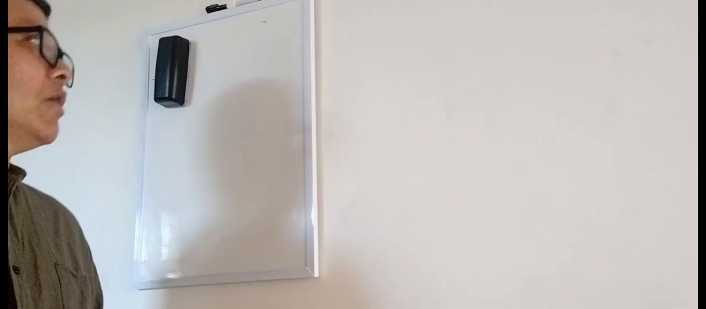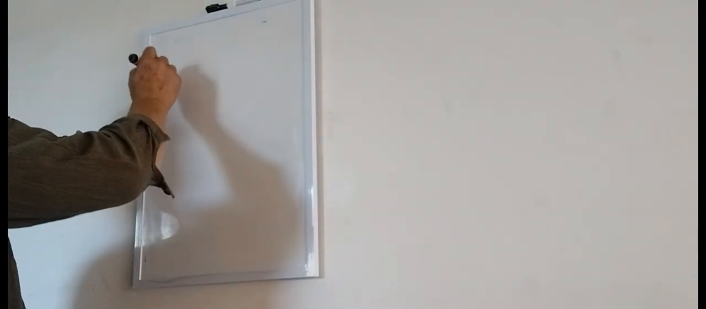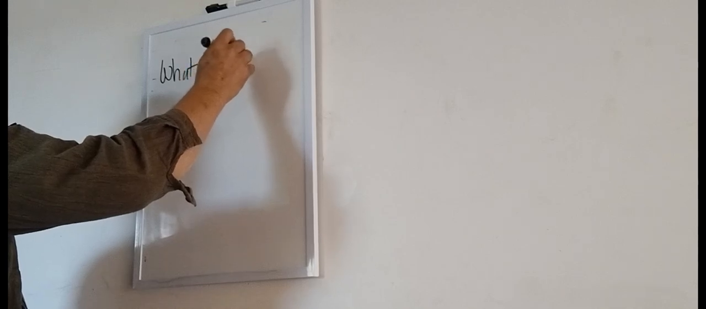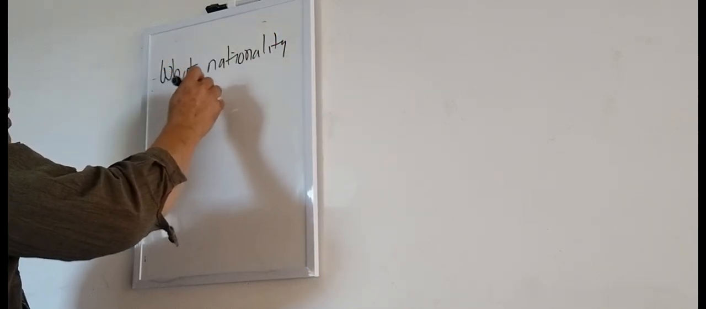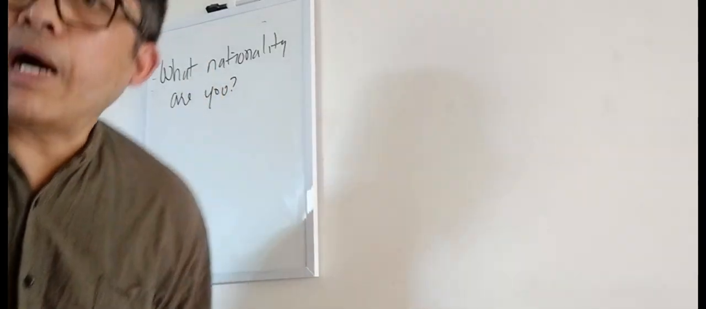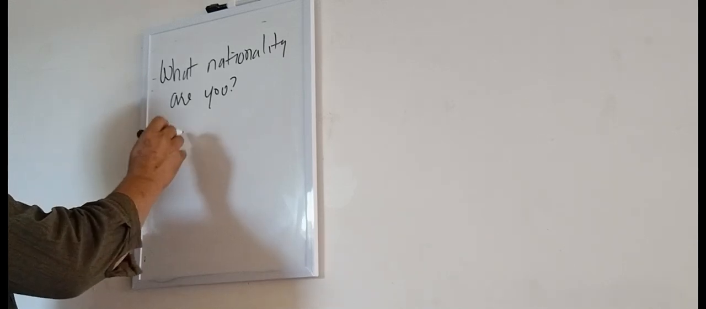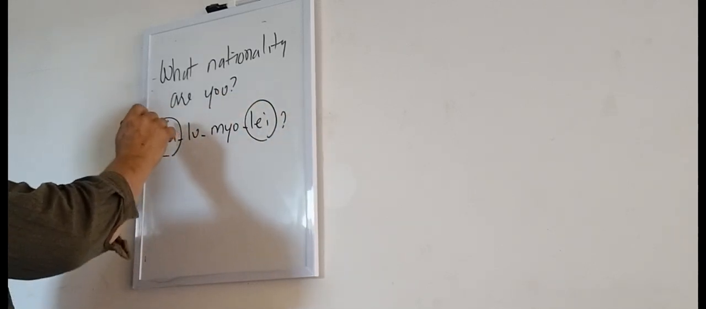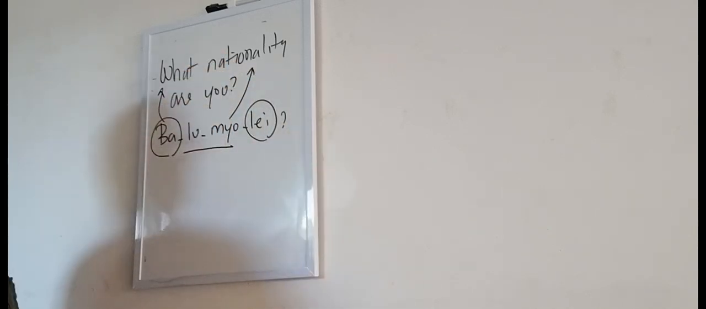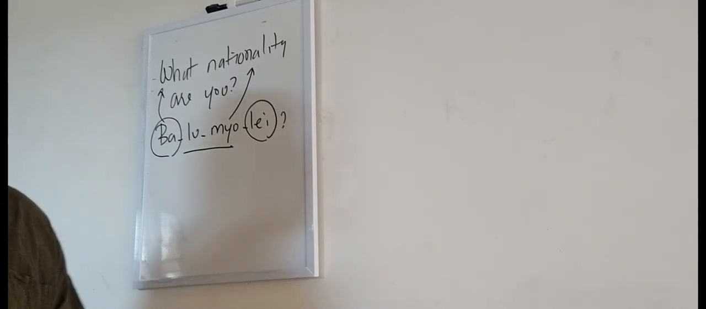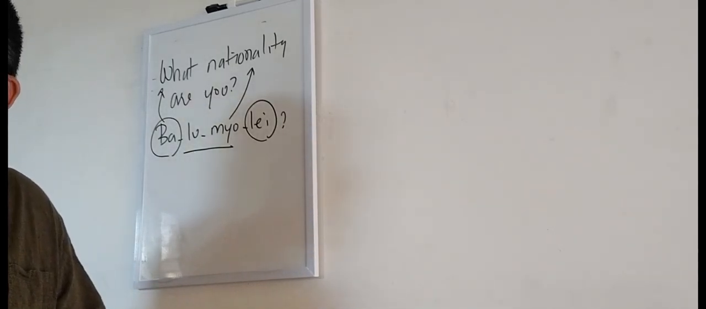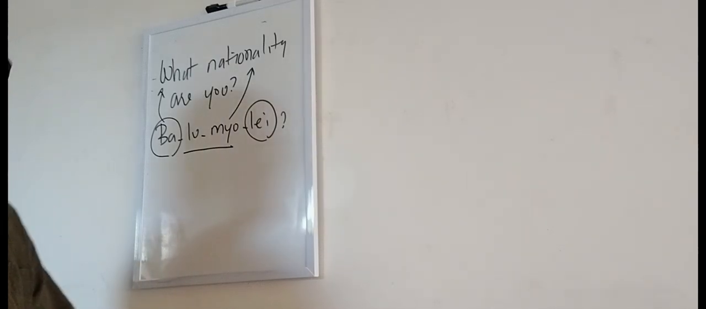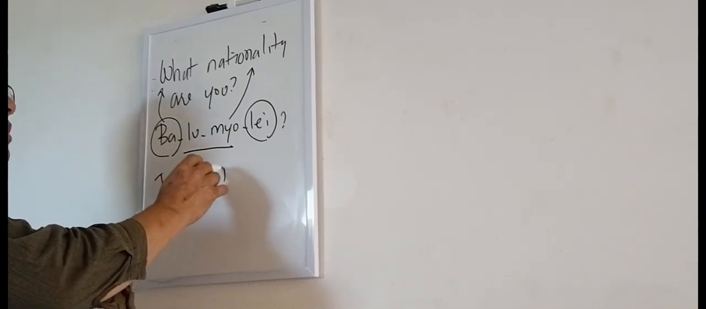So now we're going to cover some vocabulary and then sentences. Okay, 6 sentences. The first one is you're going to ask what nationality are you. When you meet someone you want to know what nationality they are. So in Burmese we say ba lu myo le. Remember le is a question mark. Ba is what, lu myo is nationality. So you ask, and then you respond I'm a Burmese, and then you ask where are you from.